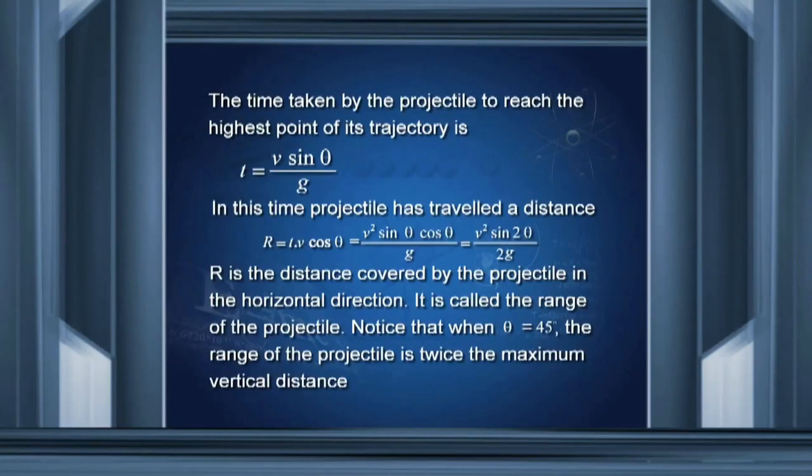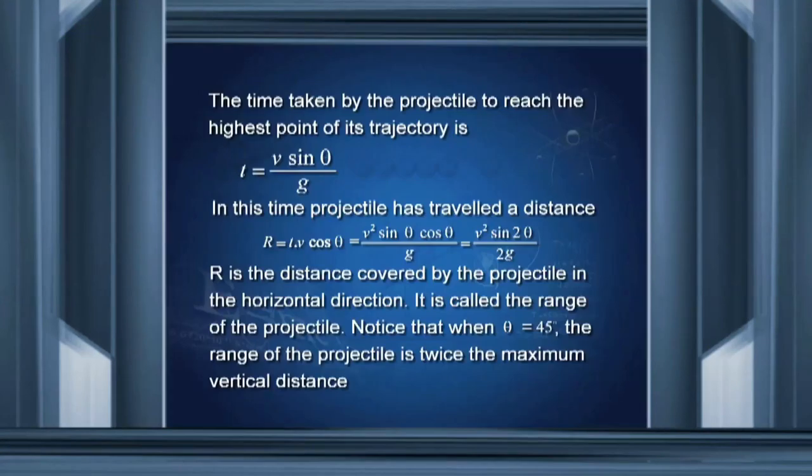The time taken by the projectile to reach the highest point of this trajectory is t equal to v sin theta by g. In this time the projectile has travelled a distance horizontally, t into v cos theta, and if we substitute the values we will get this distance, which is called the range of the projectile. This is equal to v squared sin 2 theta by 2g. And you can see that if theta is 45 degrees the range is the maximum. I will show you in this slide.